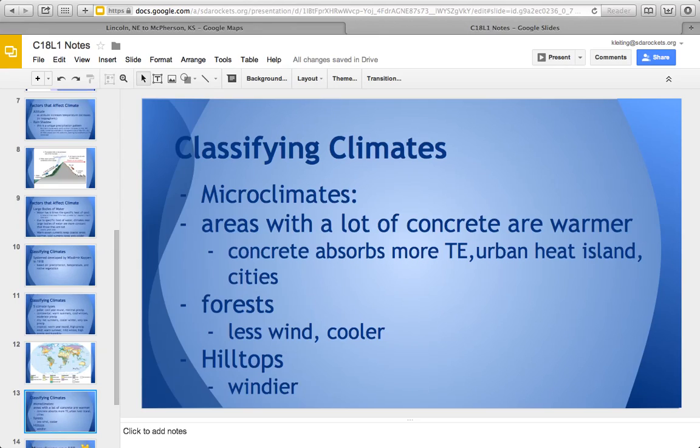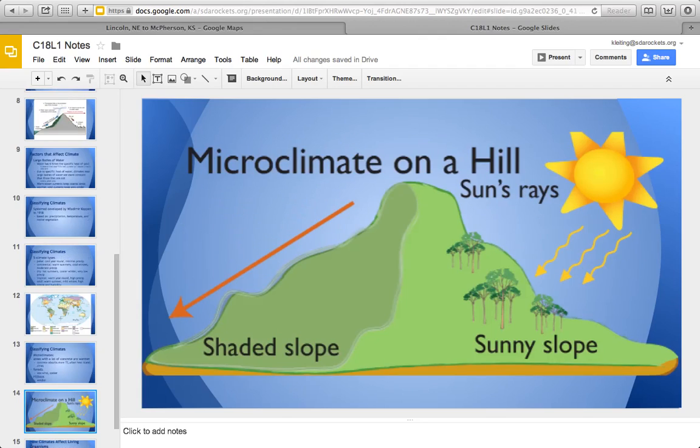Forests can also have these microclimates. There's less wind and they're cooler because the bottom of the forest floor doesn't get as much air or light as the top of it does. Hilltops are windier. Hilltops also cause a sunny slope on one side and a shaded slope on the other side. There's not going to be quite as much vegetation on the side that doesn't get as much direct sunlight.